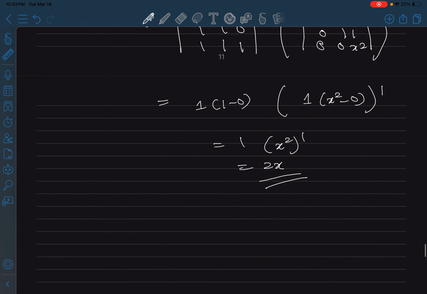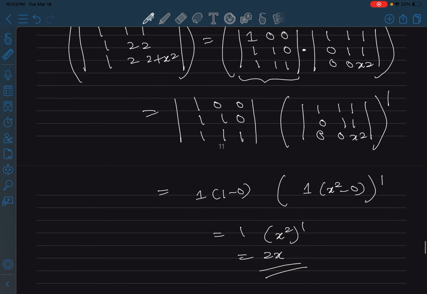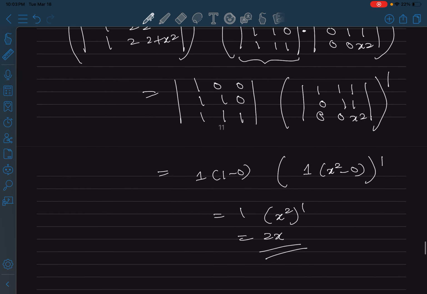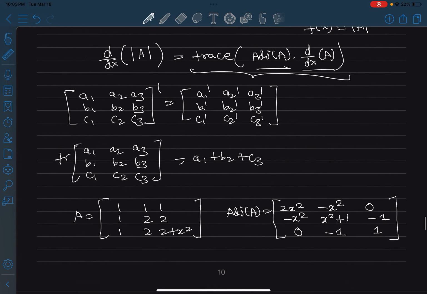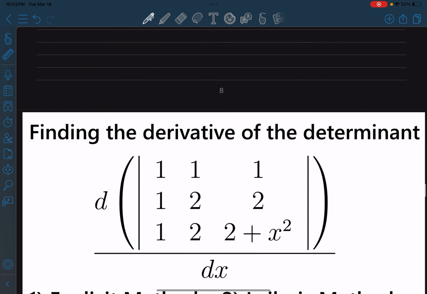So yeah, it's the beauty of math that no matter what you do, you always get the right answer. So using four ways we found the derivative of the determinant to be 2x. And that's it for today.